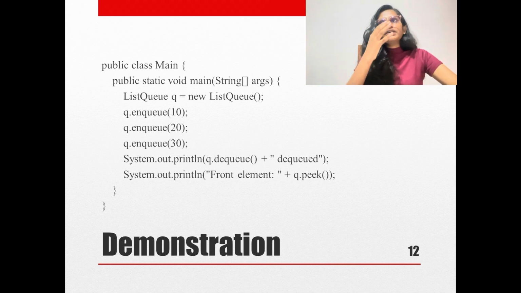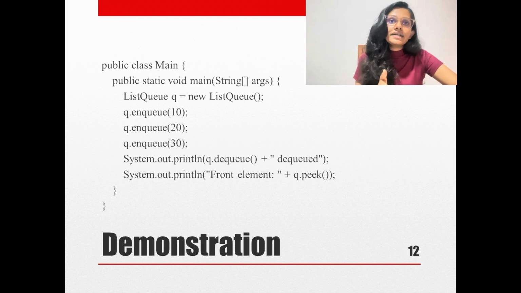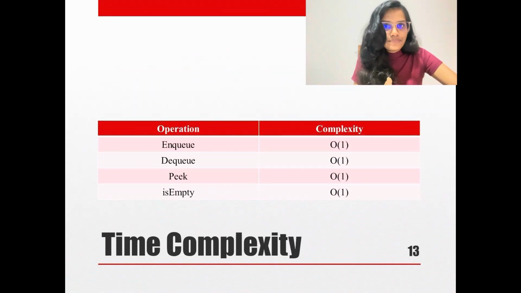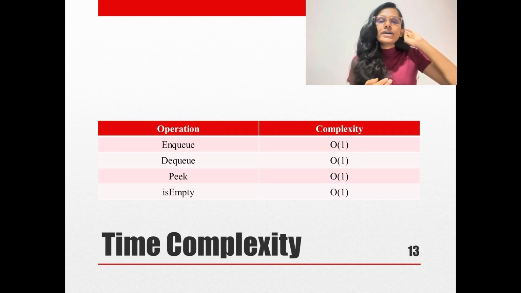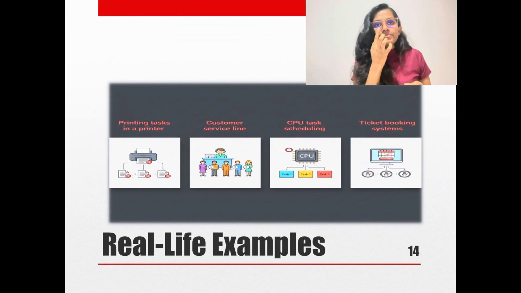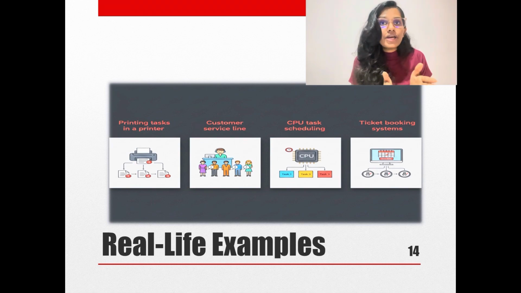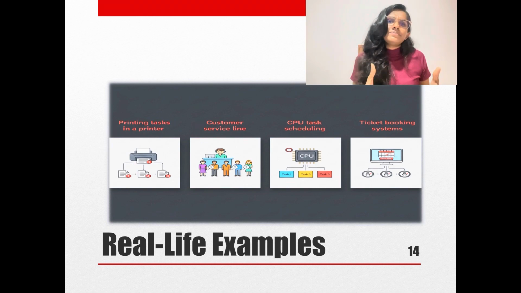As I talked about in the beginning, time complexity: all the major operations in the ListQueue run in constant time, which means Big O of one. They execute in constant time because we are directly accessing or updating pointers. No loops or traversals are required. As for real-life examples, we can look at print queues, CPU scheduling, customer service systems, and networking. Queues are everywhere, from hardware design to software applications.